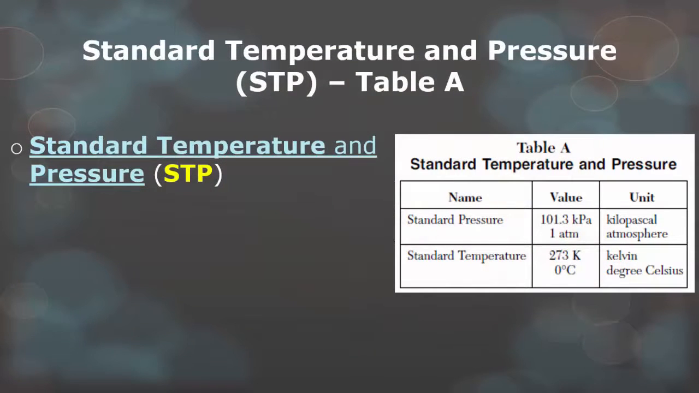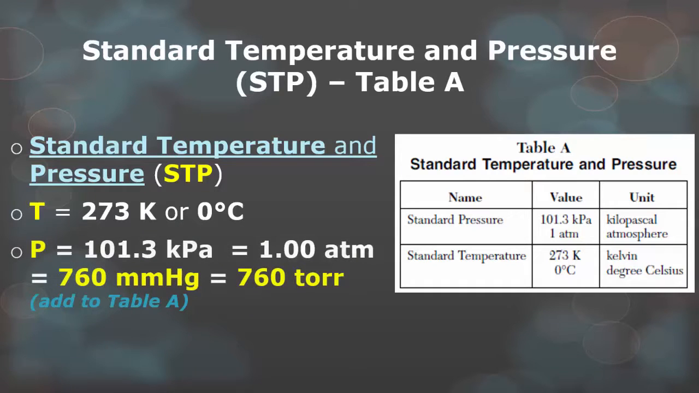So let's look at Table A. Table A is the standard temperature and pressure chart, which is otherwise known as STP. Standard temperature, we call that 273 degrees Kelvin, otherwise 0 degrees Celsius. It is the temperature at which water freezes. Pressure is given to you at 101.3 kilopascals, kPa, and it is equivalent to 1 atmosphere.